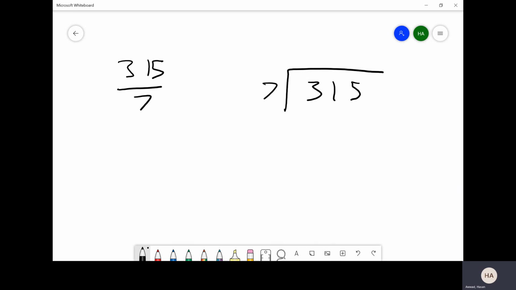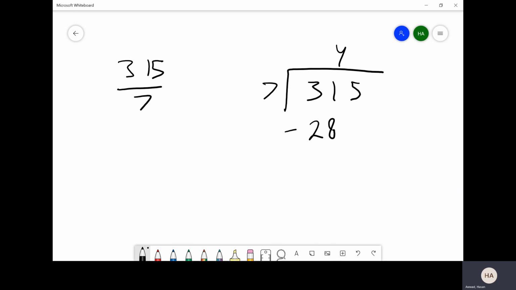And you say no, right? 3 is a smaller number than 7. You can't divide 3 by 7. So you move on, and now instead of 3, you make it 31 now, right? So now you ask yourself, okay, how many times can 7 go into 31? And you say, okay, well, if I multiply 7 times 4, I get 28, right? That's the largest piece that I can take out of 31. So we put a 4 on top, we multiply 4 times 7, and we know that's going to give us 28, and then we subtract.